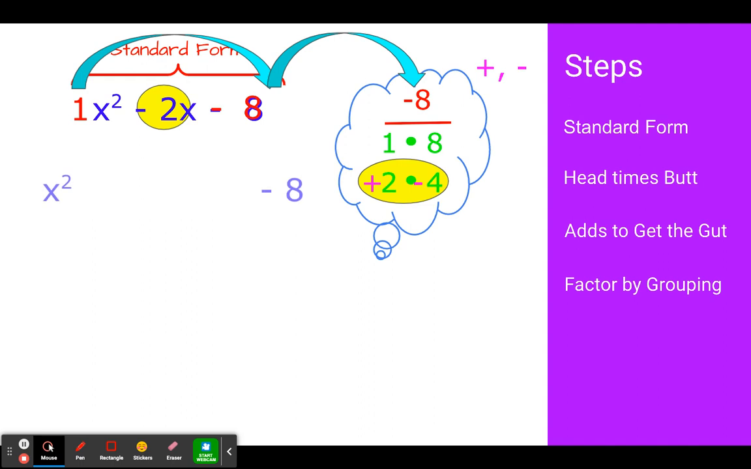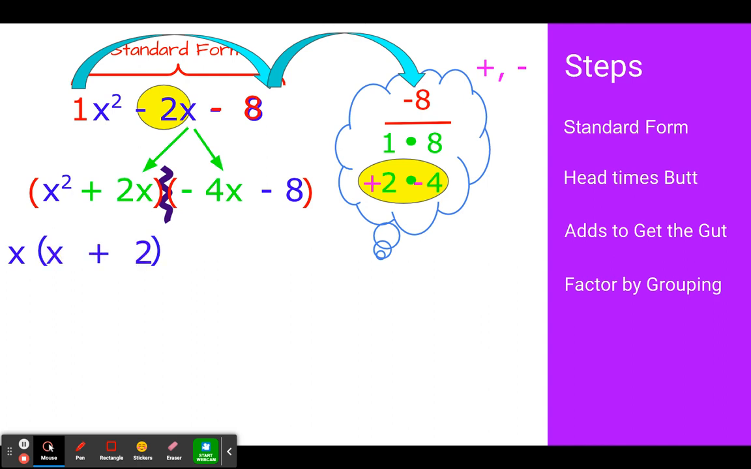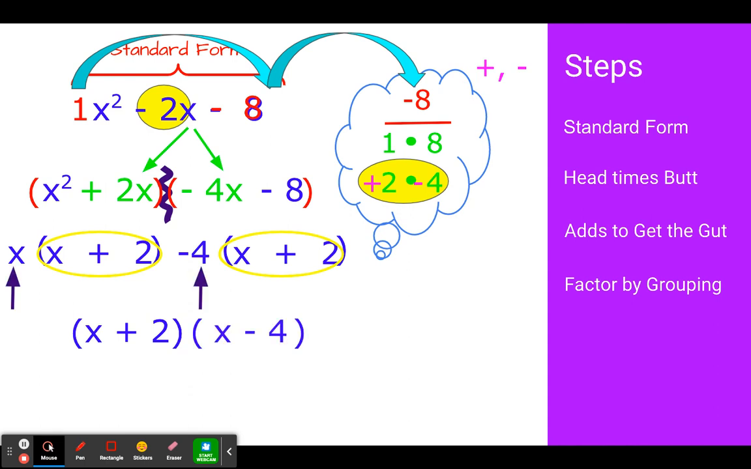If we factor by grouping, I separate my x squared and negative 8, and I separate the negative 2x into 2x minus 4x. 2 minus 4 is negative 2, and 2 times negative 4 is negative 8. If we group these 4 terms into 2 sets of 2, and I split them in half, if I look at the first set, x squared plus 2x, they both share an x. That's the greatest common factor. What's left over is x plus 2. Negative 4x and negative 8 both share a negative 4. What's left over is x plus 2. Because they both share an x plus 2, I can pull that out. X minus 4 is left over, and so that is our second factor.